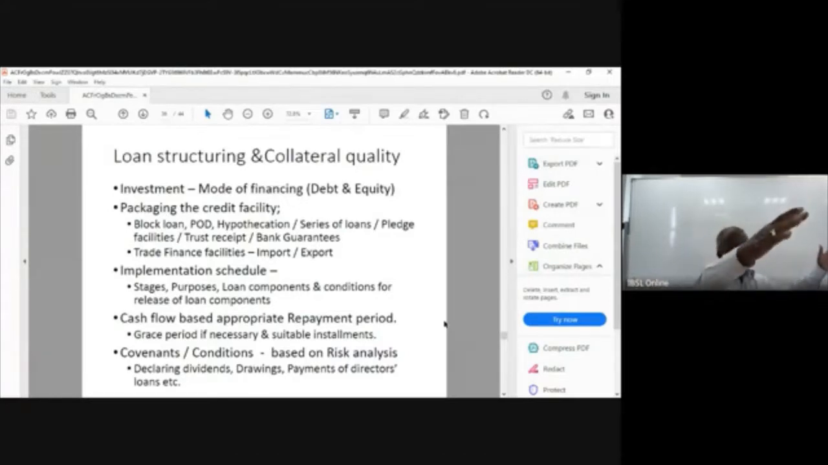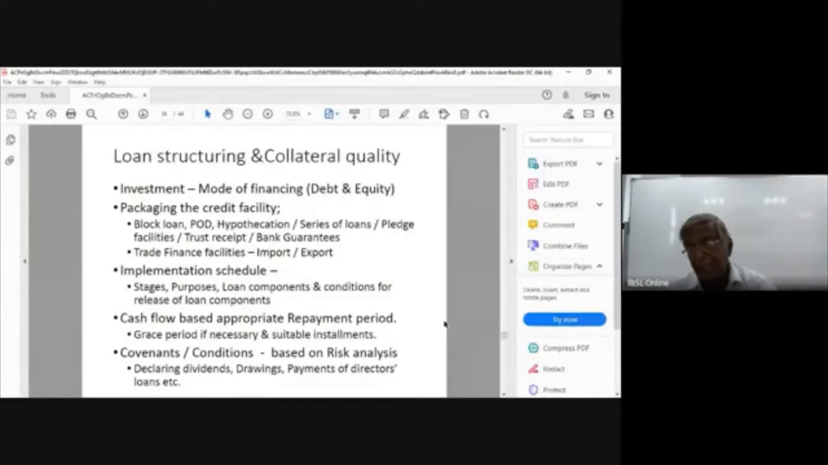You have various credit facilities. If you are a shopkeeper, you have various items. The customer will come and ask, I want this for this purpose, this purpose, this purpose, and you will give the suitable item. Similarly, here you are giving a suitable credit facility to match the customer. So maybe for construction of building, purchasing of machineries, or purchasing of other fixed assets, you may consider one or two block loans with different repayment periods to match, and you have to plan it clearly.